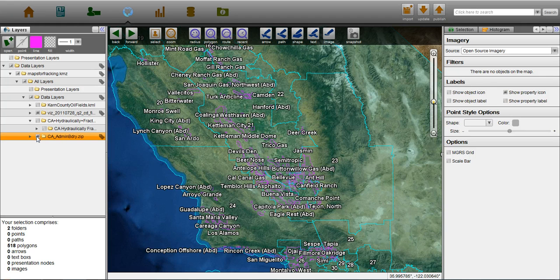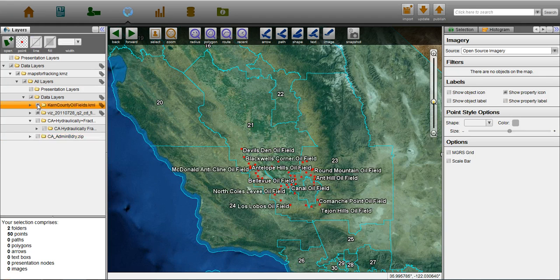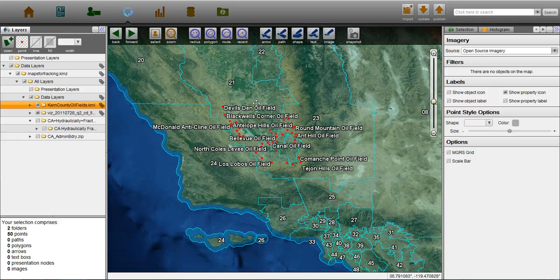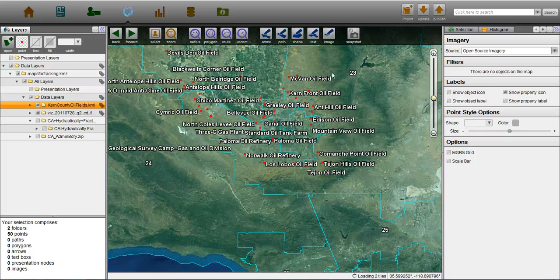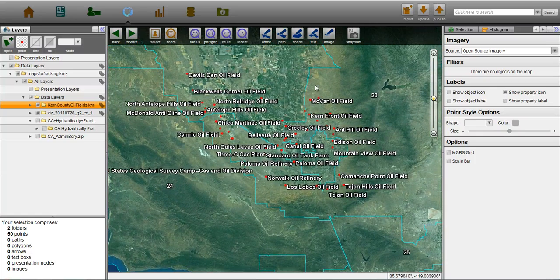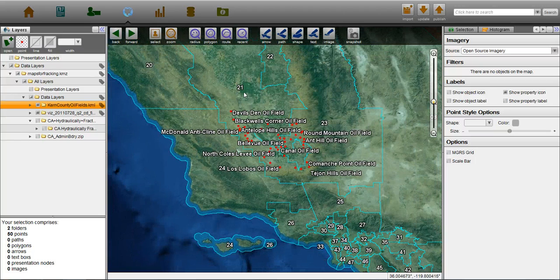I actually have a separate layer. Kern County. This has been the subject of many news stories recently, and as we can see, there's quite a density of oil fields here, 21 and 23, in areas that are accustomed to drilling.